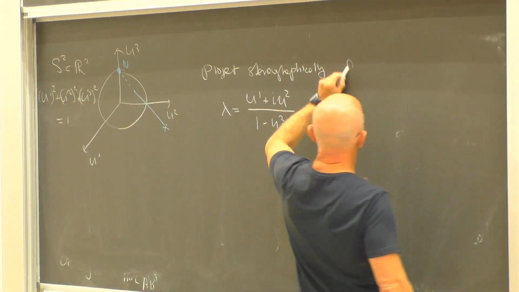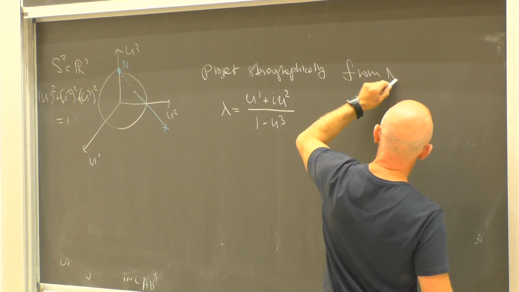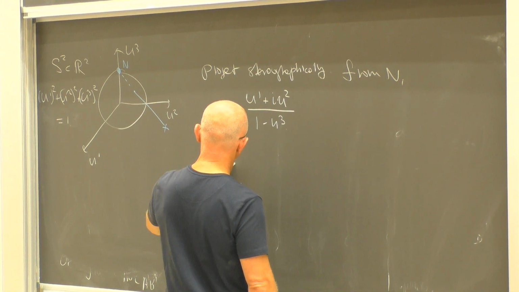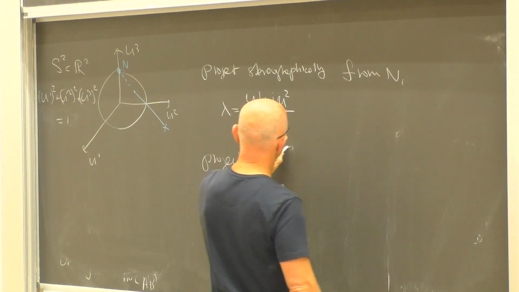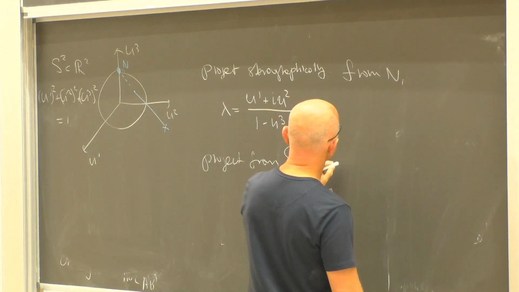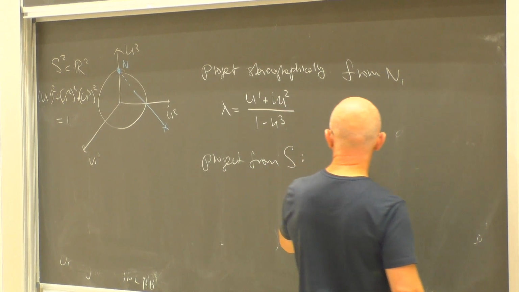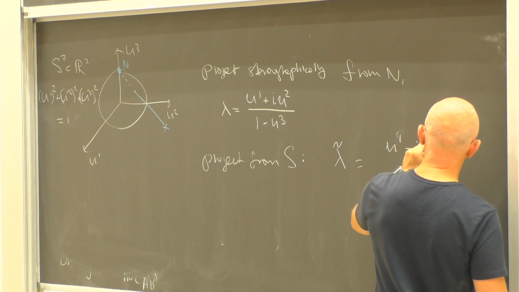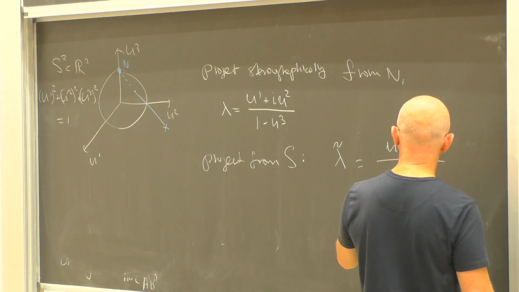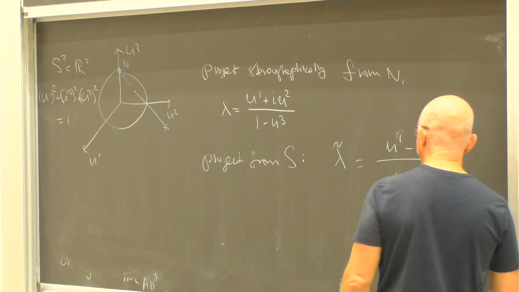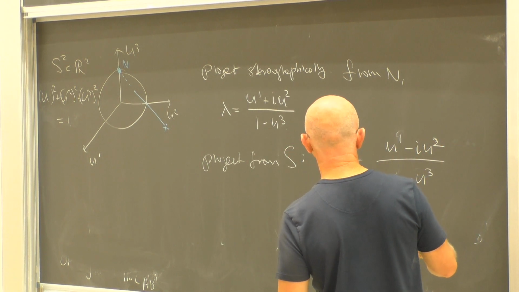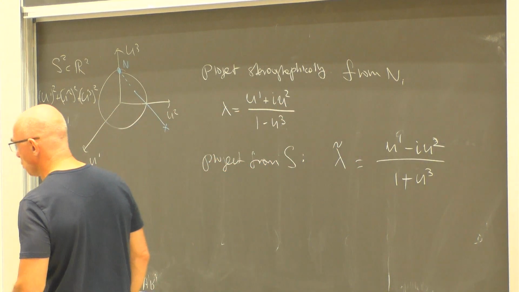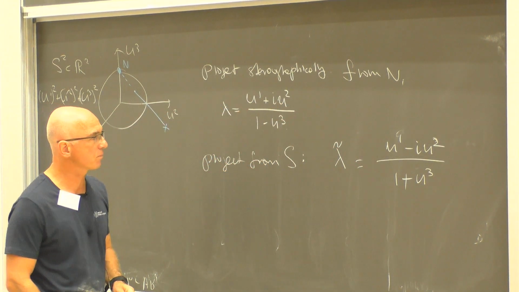So instead, this is projection from N, you could project from S. And that gives you some other coordinate, lambda tilde, and that one is U1 minus i U2 divided by 1 plus U3, I'm sorry. Now you're missing the South Pole, which is 0, 0, minus 1.